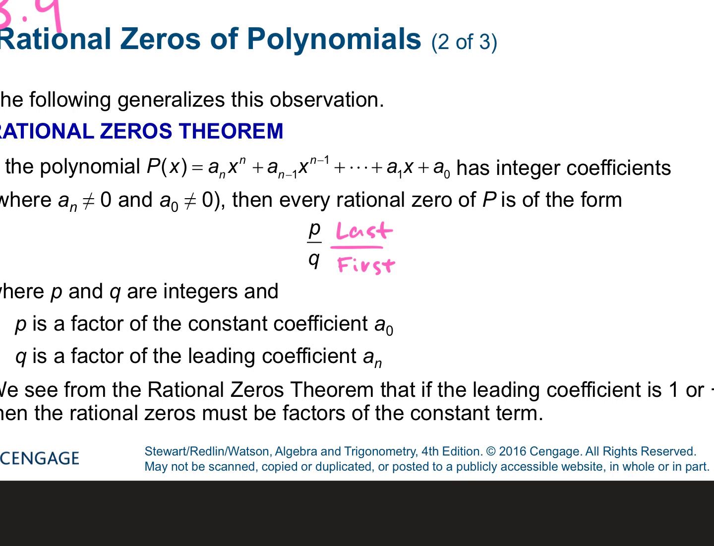Now, on the quiz, because this will be on the quiz, and on WebAssign, it'll ask for zeros and for factored form.